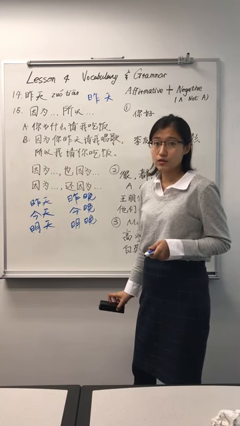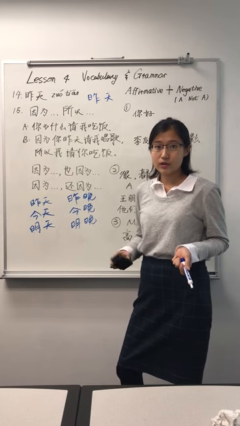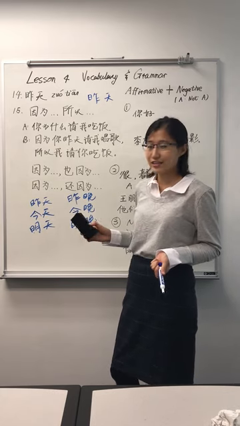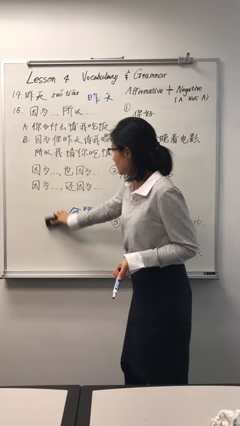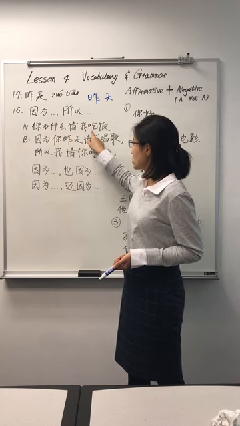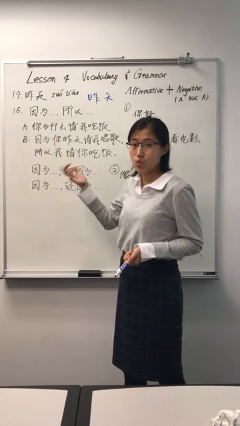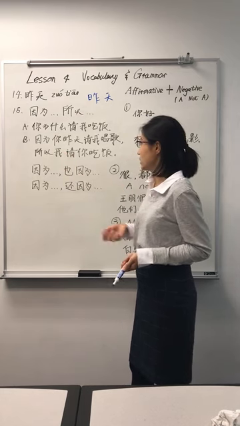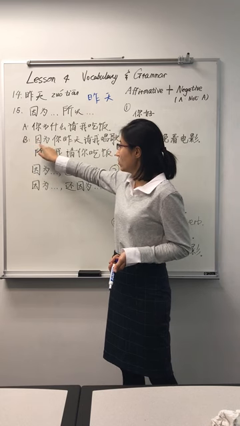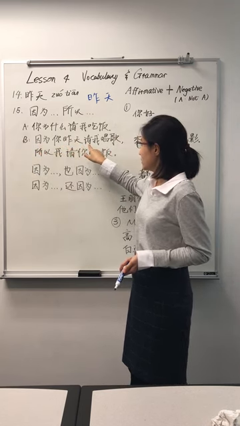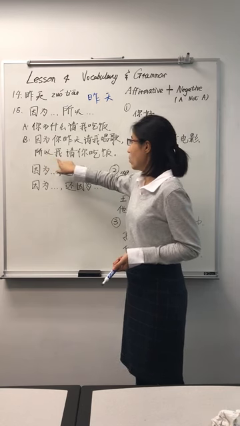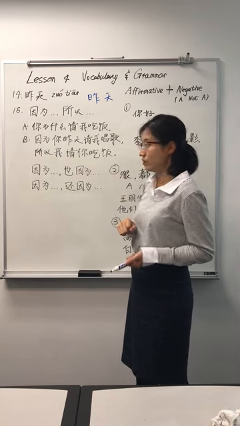Next one is 因为 and 所以. 因为 means because, 所以 means so or therefore. It's really common to see 因为 and 所以 in one sentence in Chinese. Let's see the example conversation. A says, 你为什么请我吃饭? 为什么 means why? Why do you invite me to eat? B says, 因为你昨天请我唱歌, yesterday you treated me to sing songs, 所以我请你吃饭.